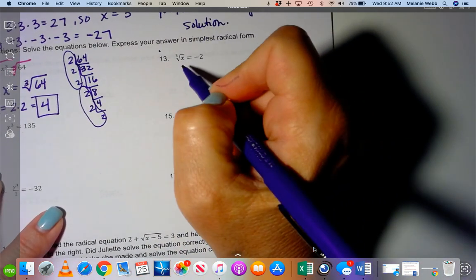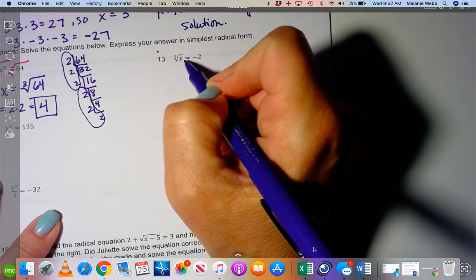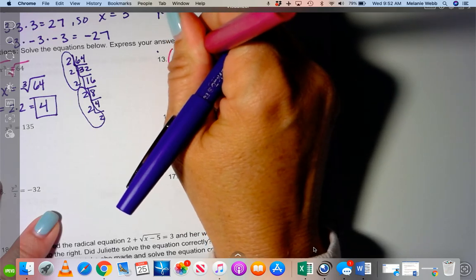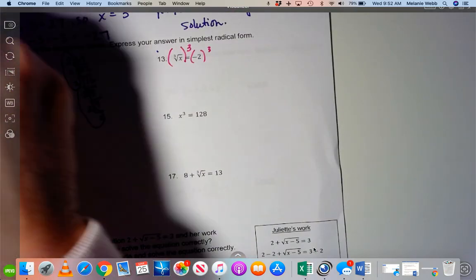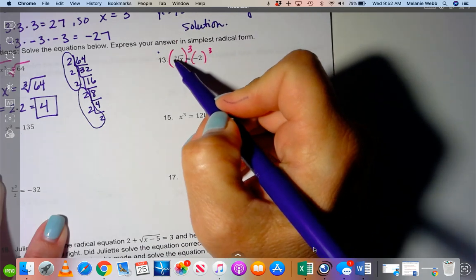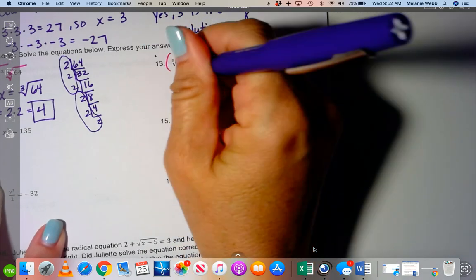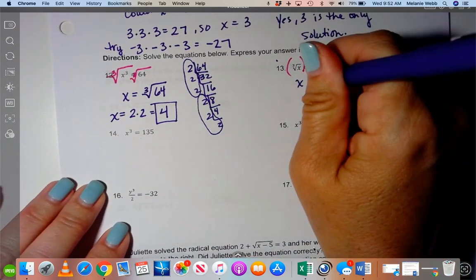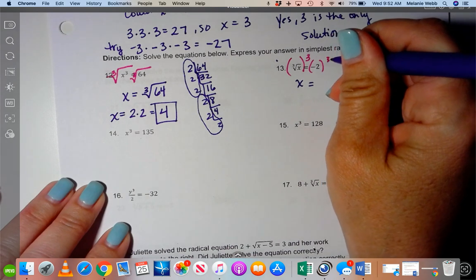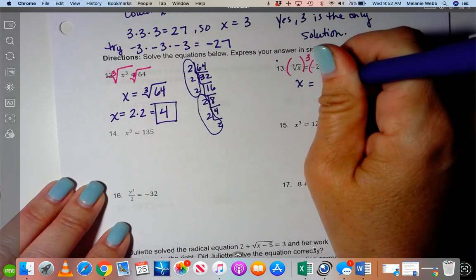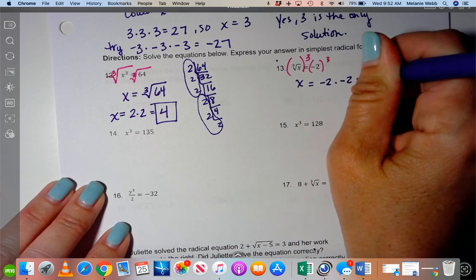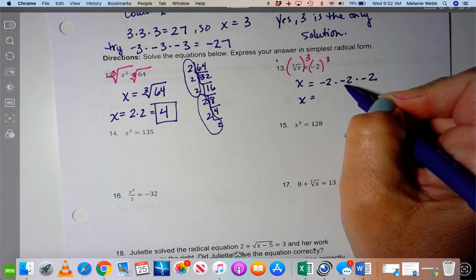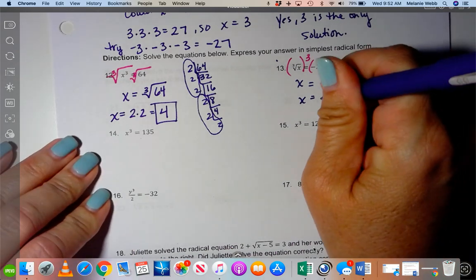Number 13, I have the cube root of x equals negative 2. I'm going to go ahead and cube both sides because that's the inverse operation of taking the cube root. So this 3 undoes this index of 3, so I end up with x. And negative 2 to the third power, be careful with this. This is negative 2 times negative 2 times negative 2. So x equals negative 2 times negative 2, positive 4, times negative 2 is negative 8.